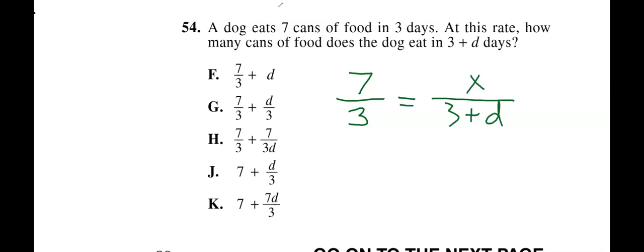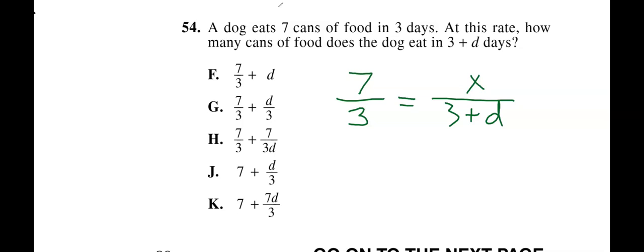A dog eats 7 cans of food in 3 days. At this rate, how many cans of food does the dog eat in 3 plus D days? So that rate has to be the same as x over 3 plus D. Any ideas how we solve for x? Cross multiply, you say?